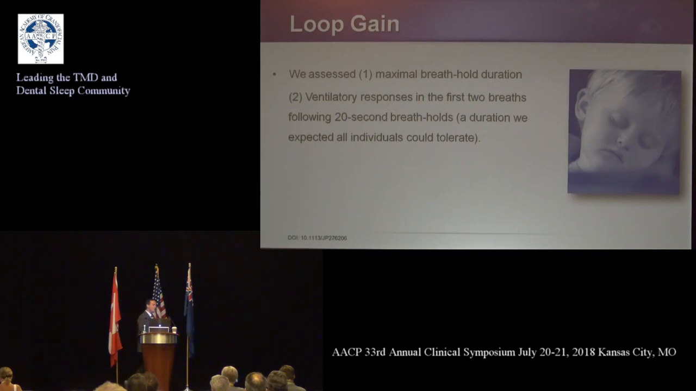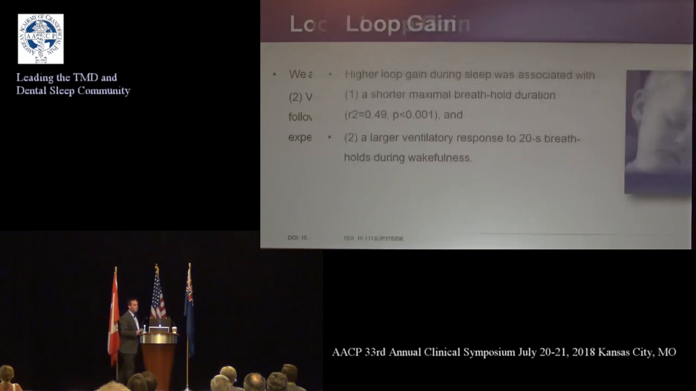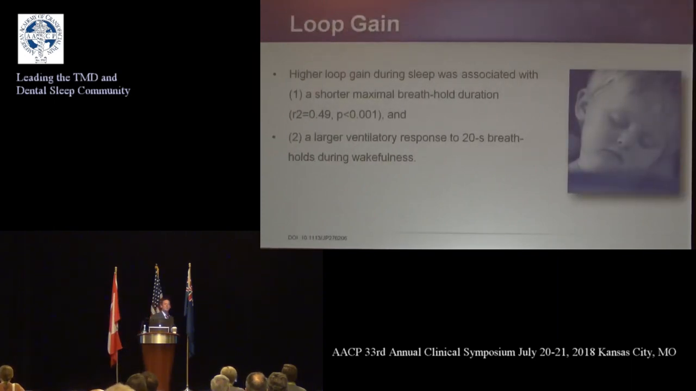The second thing that they looked at was the ventilatory responses in the first 2 breaths following 20 seconds of breath holds. So they had the individuals stop breathing for 20 seconds. And they asked the question, on their second breath, how do they breathe? Individuals who breathe hard have higher loop gain. Higher loop gain during sleep was associated with a shorter maximum breath hold duration.